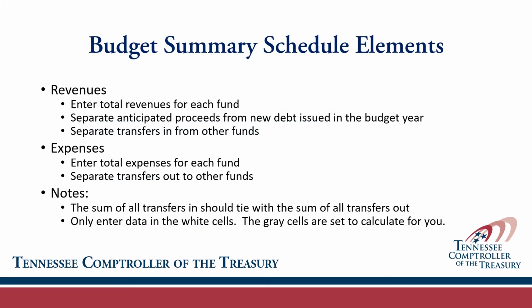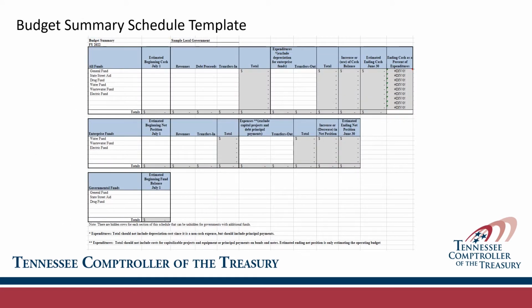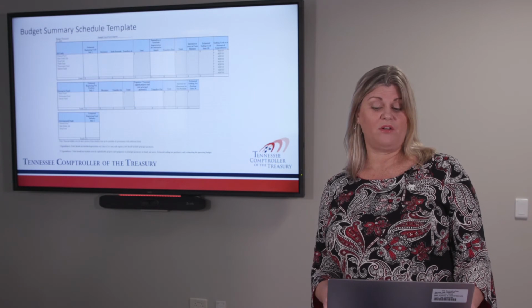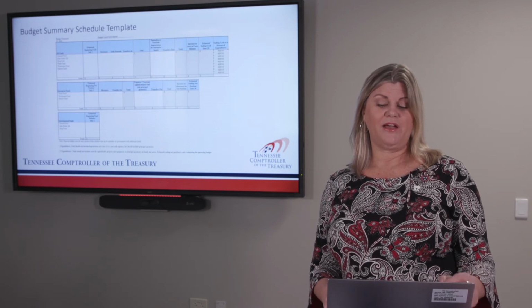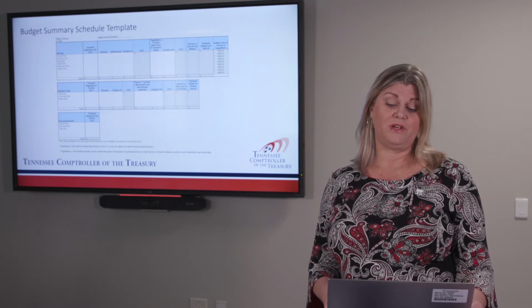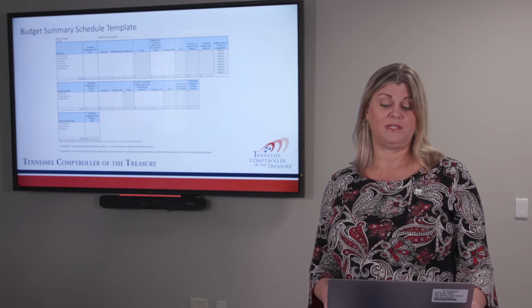Enter the total revenues from the ordinance and the line item budget for each fund, but do remember to split out the proceeds from any new debt that will be issued during the budget year and any planned transfers in from other funds. For expenses, enter the totals from the ordinance and the detailed budget in the correct cells. Remember to split out any planned transfers out to other funds from the total expenses. Please note that all the transfers in should equal the transfers out. Be careful with transfer totals. Depending on how you present them in your budget, you may inadvertently leave them out of the appropriations ordinance, which would require the budget to be amended if you don't catch that before the budget is adopted.